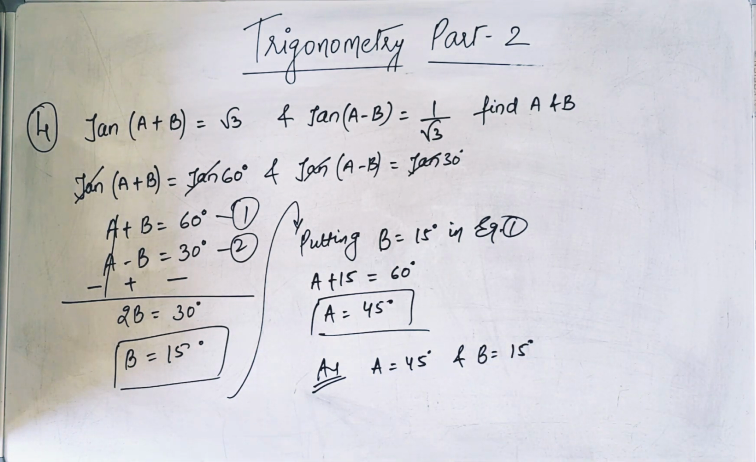So we have seen how we can solve the trigonometric ratios of specific angles, and this is all about the trigonometric ratios of specific angles. We have also discussed the tricks, how we can remember these trigonometric ratios of specific angles 0, 30, 45, 60, 90 degree. So this is how we have completed part 2 of the trigonometry video.